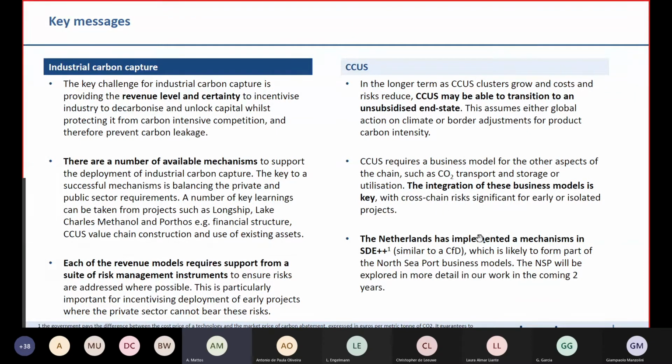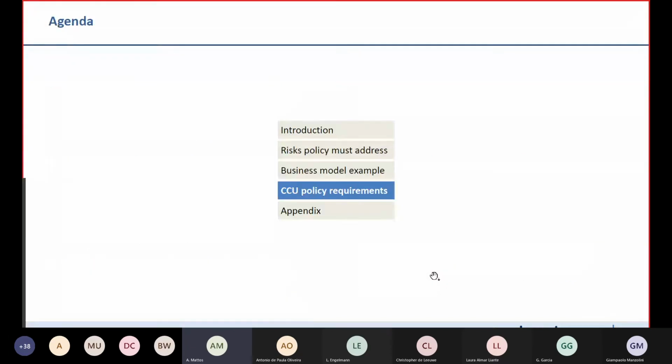The Netherlands has implemented a mechanism as part of SDE++, which is quite similar to a CFD, which may well form part of the North Sea Port business model and business case for each aspect of the chain. We'll be exploring that in more detail as we work with the C4U project. So now I'll hand over to Amelia to discuss CCU specific policy requirements with you.